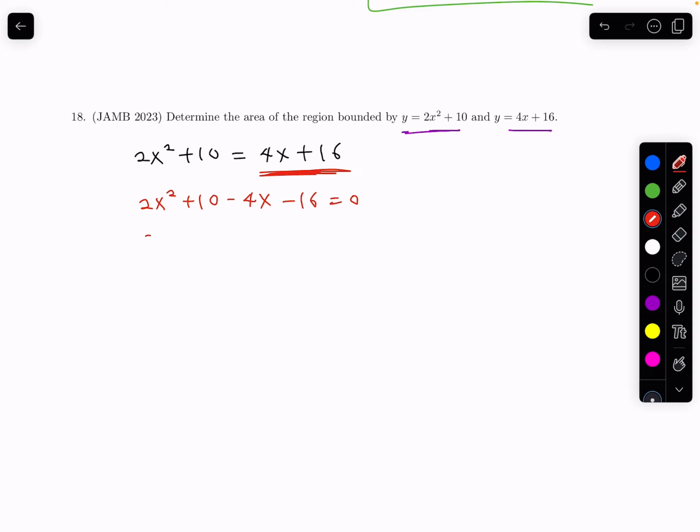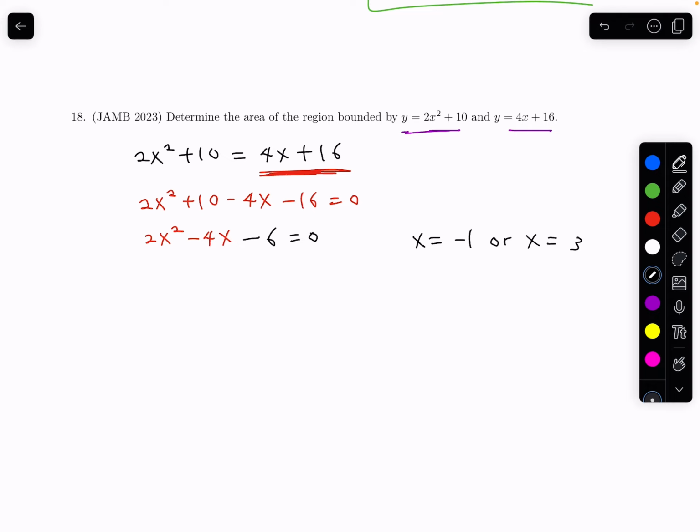And this is just going to be 2x squared minus 4x minus 6 is equal to 0. And when you solve this quadratic equation, you're going to get x is equal to -1 or x is equal to 3. You solve that quadratic equation.